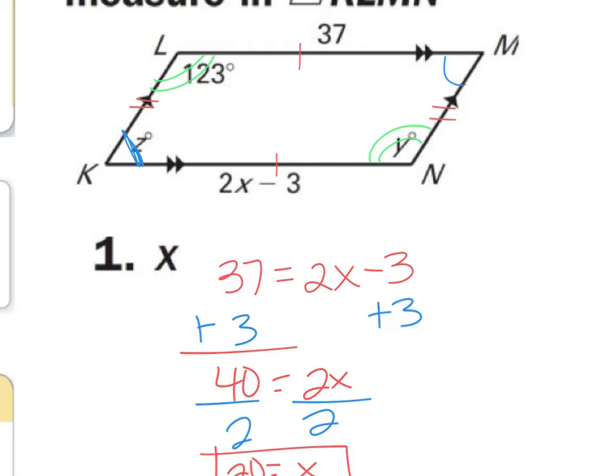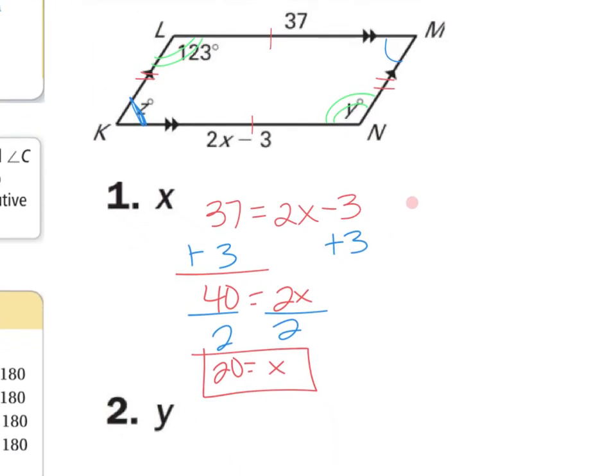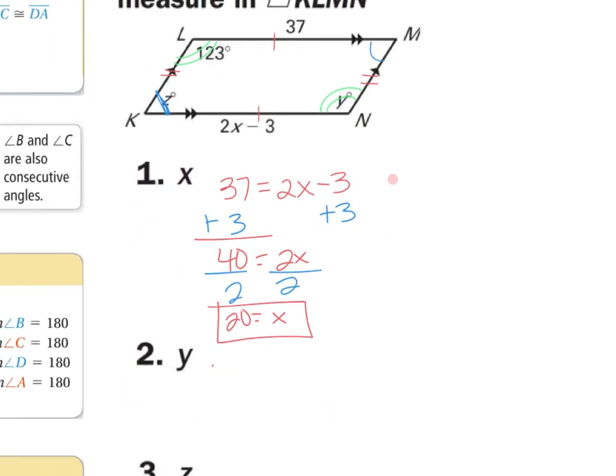Okay, now let's solve for y. Where's y at in this problem? Looks like it's right here. So y is that angle, y degrees. So that means that it's the same. Opposite angles are congruent as this angle. So we don't even have to do any math on this one. Y is going to be 23. So y equals, sorry, not 23, 123.